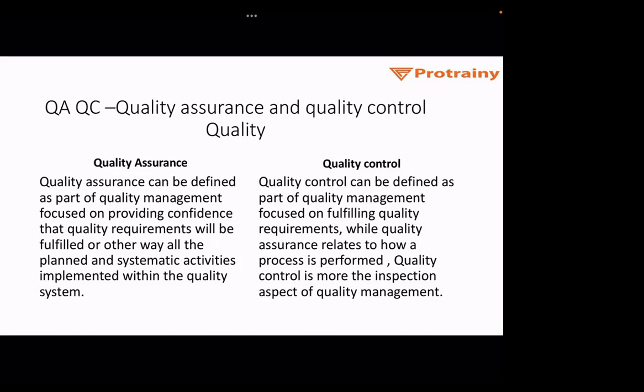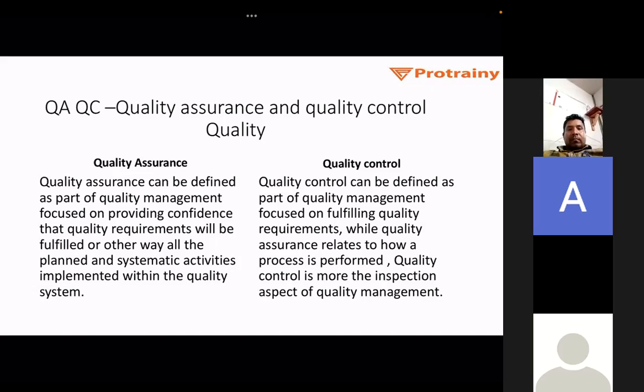Briefly, quality assurance can be defined as part of quality management focused on providing confidence that quality requirements will be fulfilled, or in other words, all the planned and systematic activities implemented within the quality system. So how does this quality system come about? By having your QAP, quality assurance plan, method statements, ITP. In later classes, I'll go ahead with all those things also, documentation.